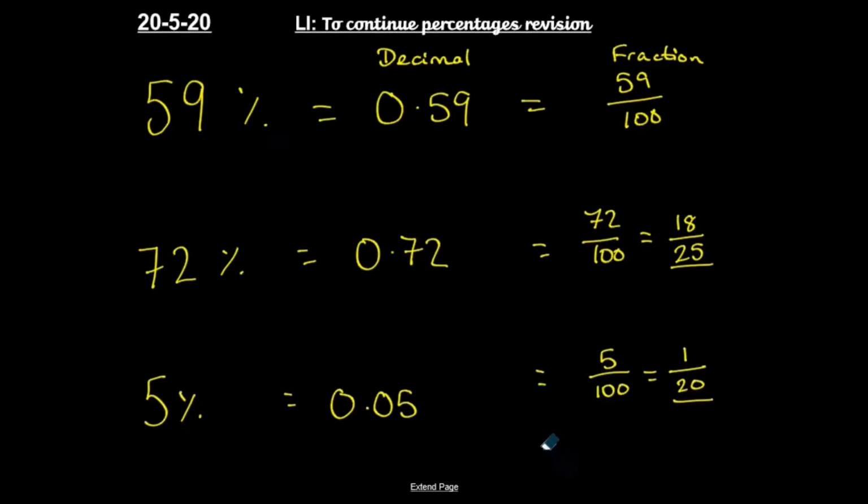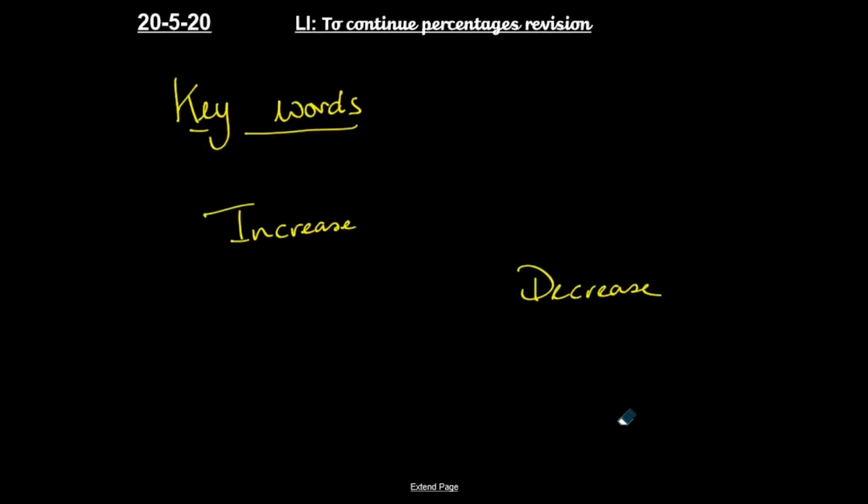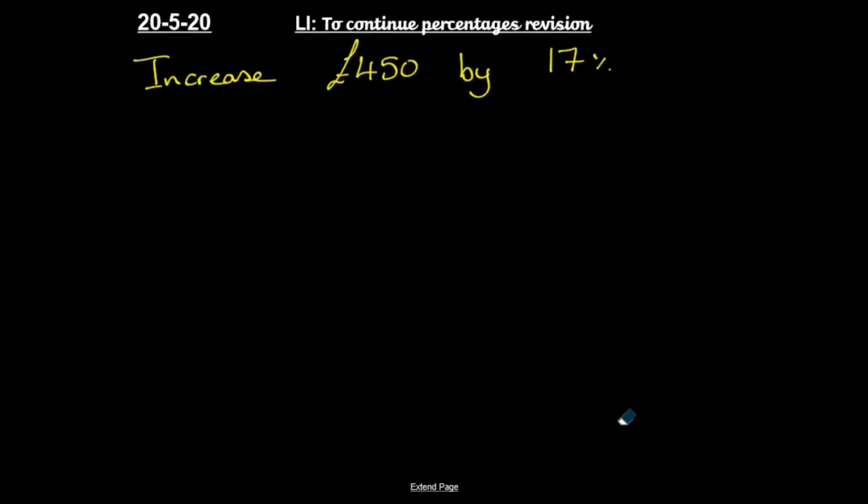And we're going to be looking a little bit more at this today. But first, remember those key words, increase and decrease. If you are increasing, you are going up, and if you're decreasing, you are going down. So we've got addition and subtraction there. Using that knowledge, can you increase £450 by 17%?